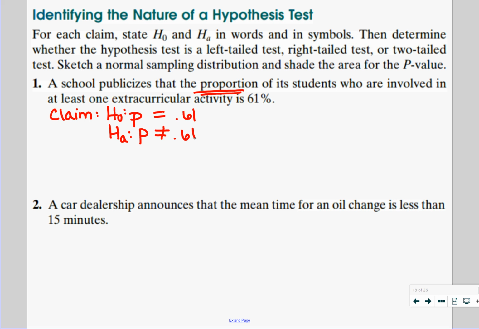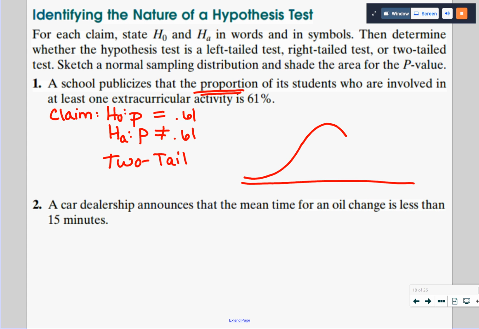All right, so if my alternative hypothesis is not equal to, is it a left tail, a right tail, or a two-tailed test? It is a two-tailed test. And my P, my probability value, would be located in both tails. So each shaded region would be half of P.